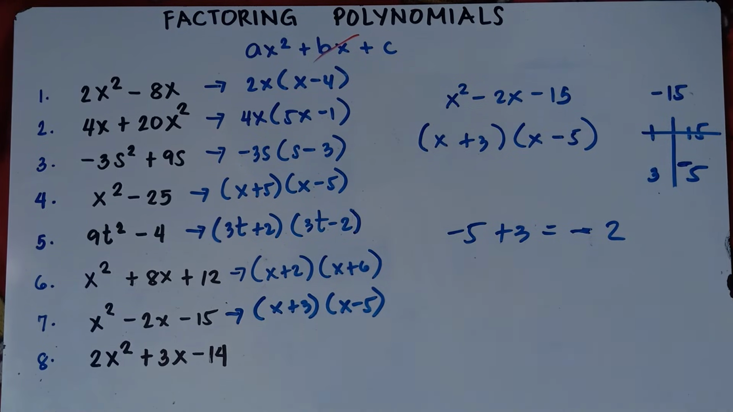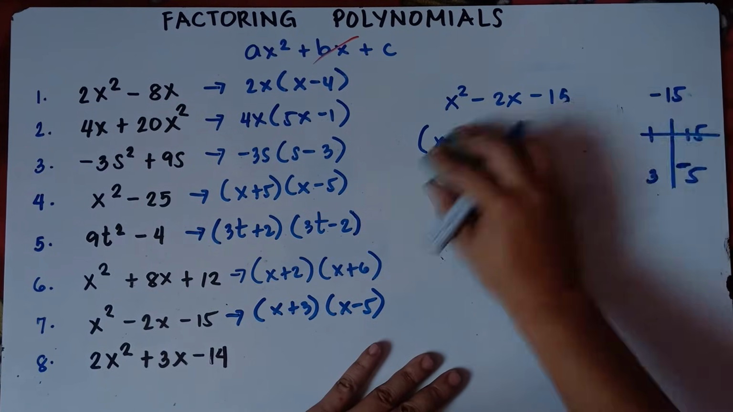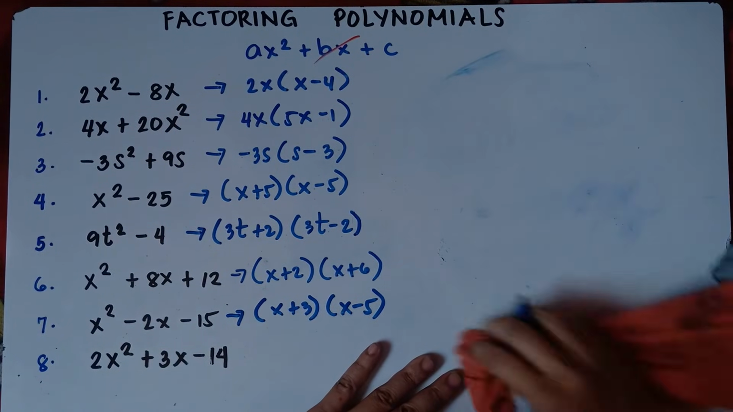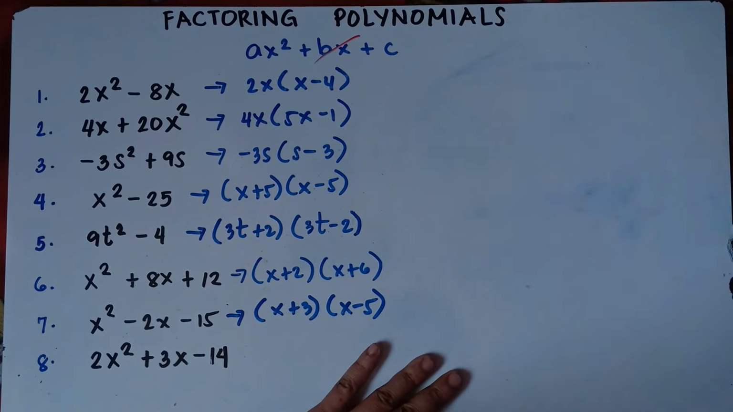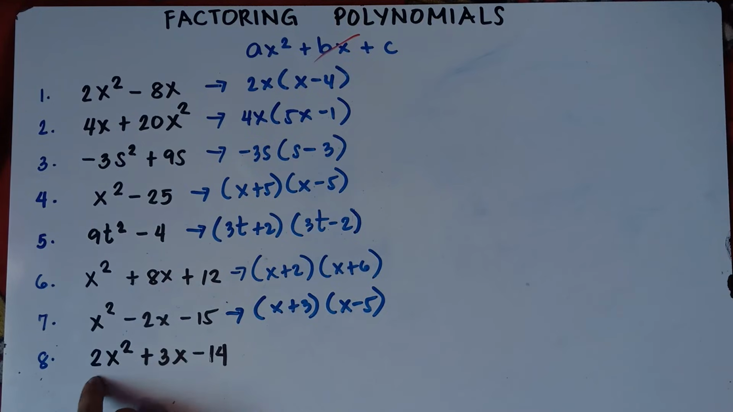Alright, so let's try the last one, number 8. For number 8, class, this will be quite tricky. Now, if the quadratic term before x squared is greater than 1, you will try another solution, class. This will be the solution if a is greater than 1 or is not equal to 1.